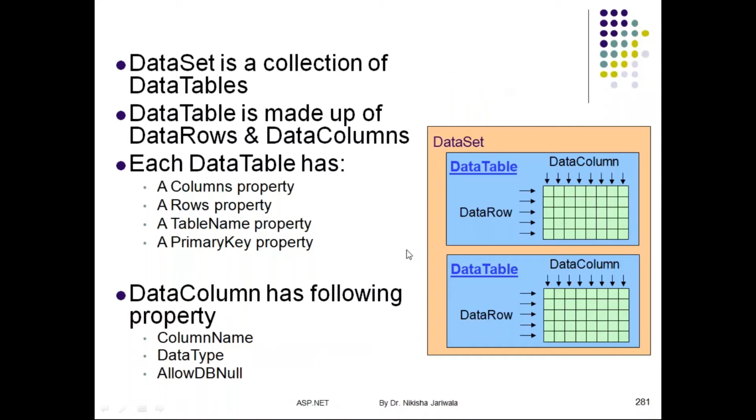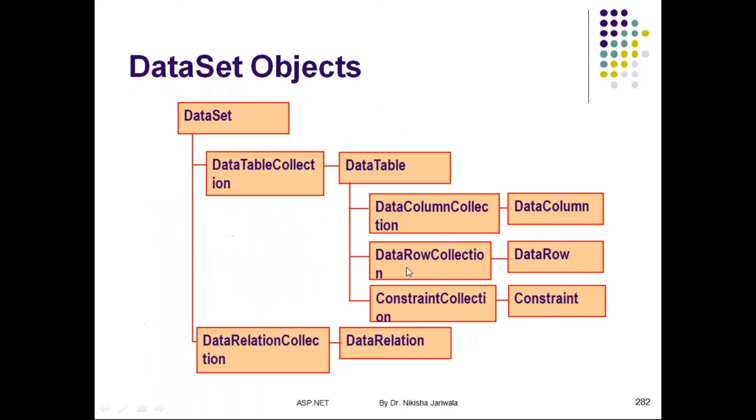Again, I repeat, we can say that the data set is a collection of data tables. Now from that, if we take one data table, then we can say it is a collection of data rows and data columns, right? Obviously, if we consider data table, it will have columns, rows, table name, primary key constraint, because we can also place constraints within these tables. And if we talk about data column, then obviously it will contain column name, that is the field name, its data type, and we can also set whether we want to allow null value within that column or not, right?